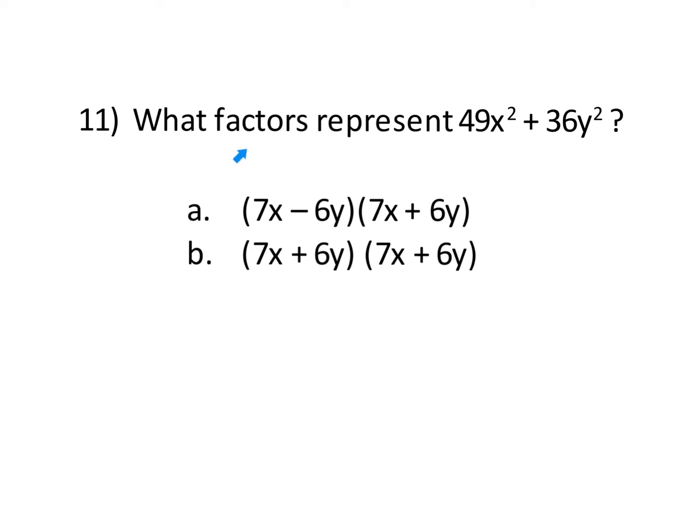All right, and then question number 11, what factors represents 49x squared plus 36y squared? Well, you will notice that 49x squared is a perfect square. That would be 7x times 7x. The square root of that is 7x. And the square root of 36 is 6. So the square root of 36y squared is 6y. However, these two terms are being added together. So this is not the difference of two squares.